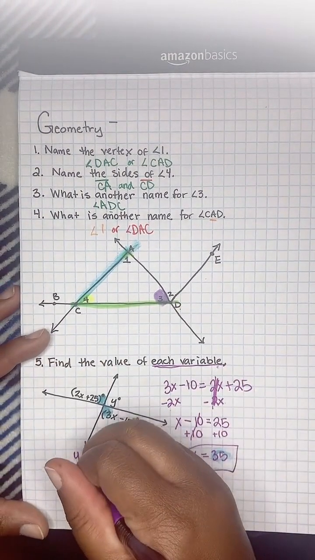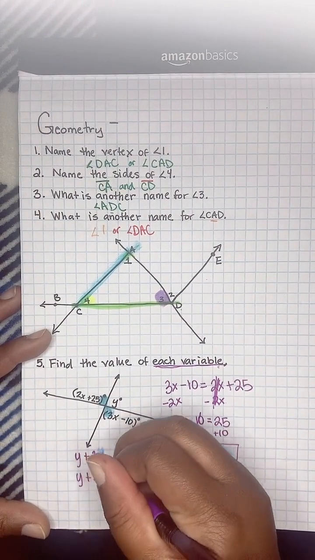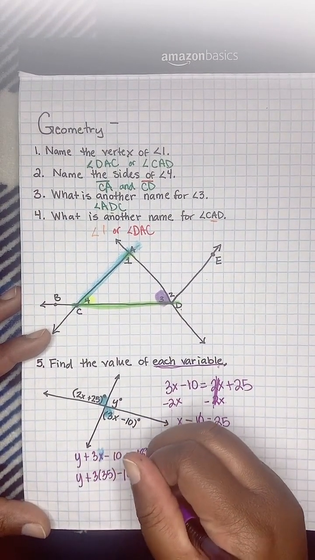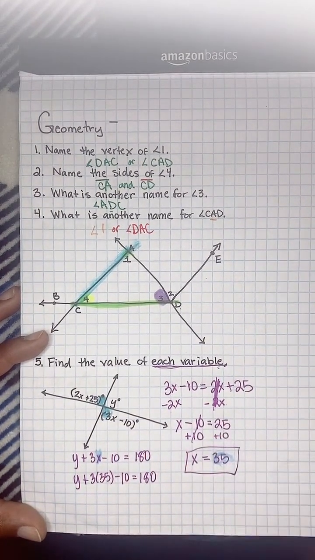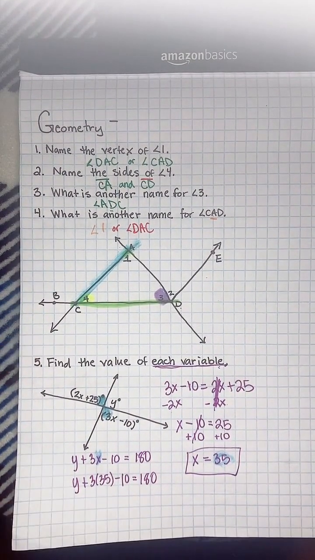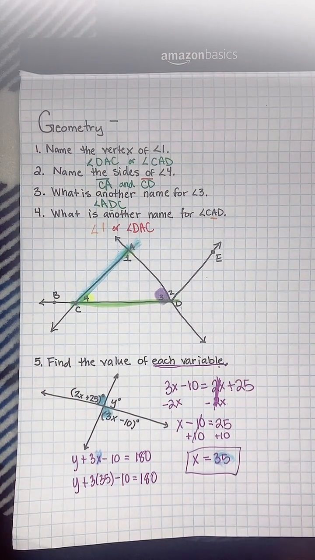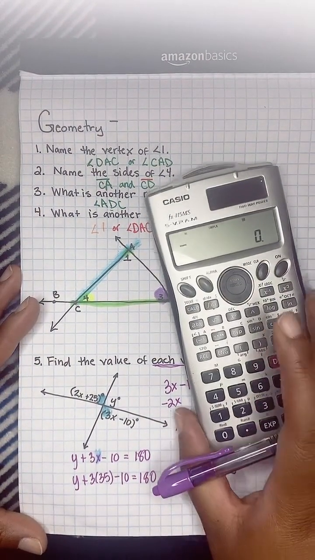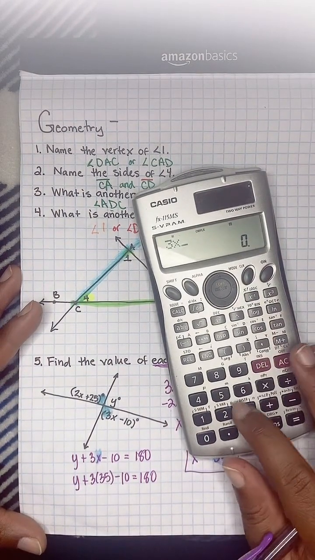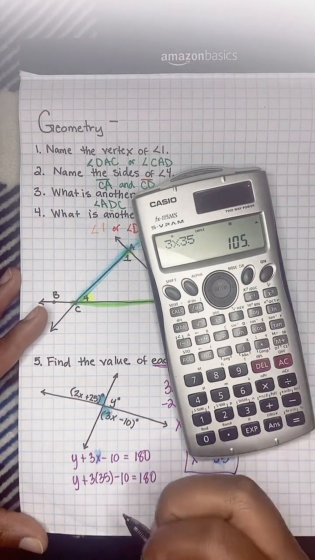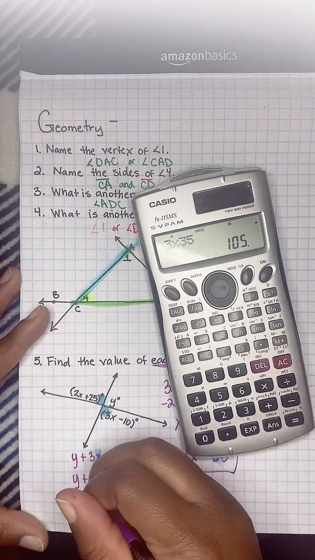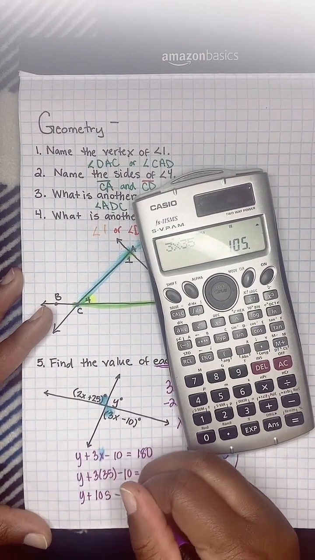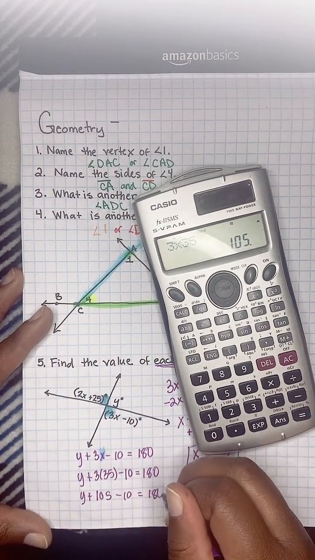So we're going to get y plus 3 times 35 minus 10 equals 180. Okay, and then we should be able to use a calculator. We're in geometry class. So 3 times 35 is going to give us 105. Okay, let me do it step by step. So y plus 105 minus 10 equals 180.